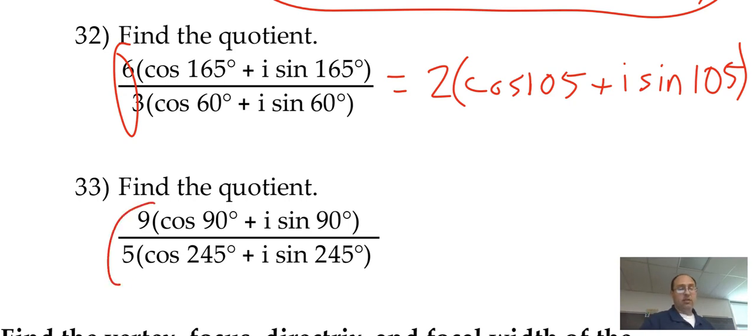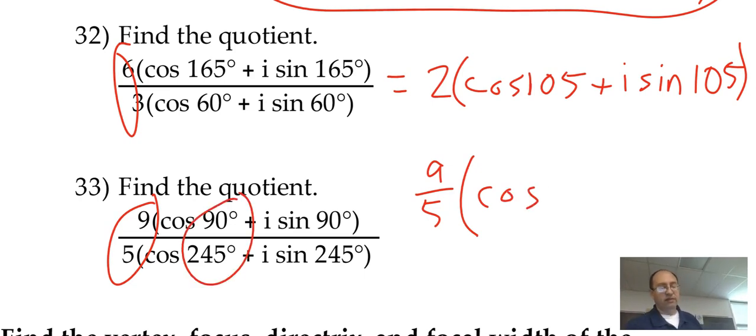You're right. Okay, so 9 over 5, no, I do not want to change that to 1.8, but I could if I wanted to. And then cosine of, what's 90 take away 245? I'm going to do it because they won't. Negative 155? I think I agree with you.